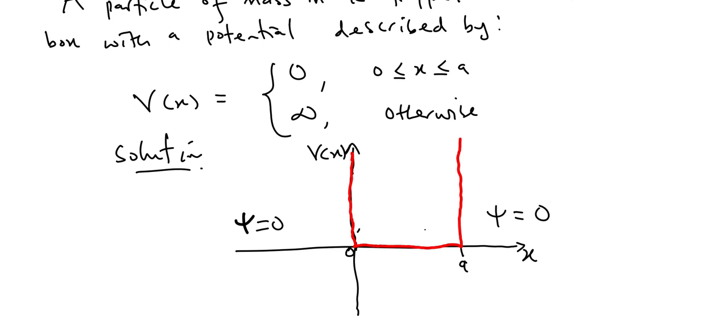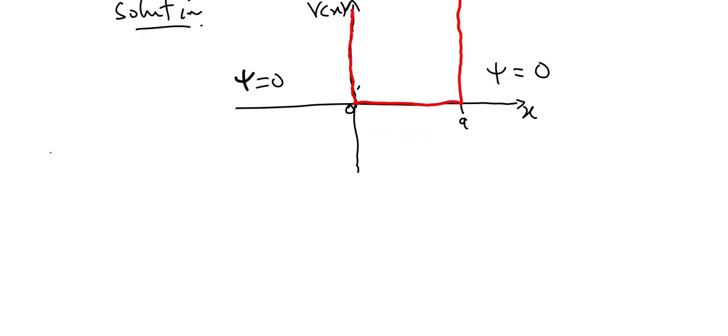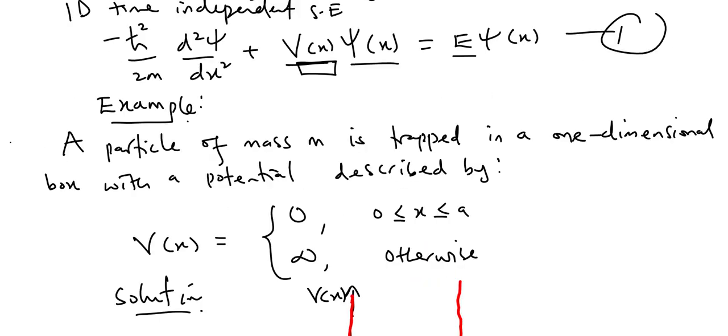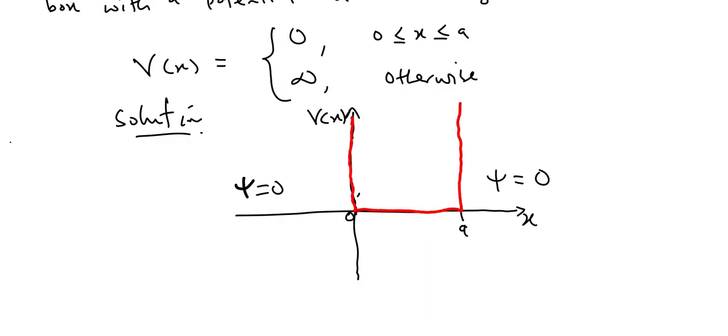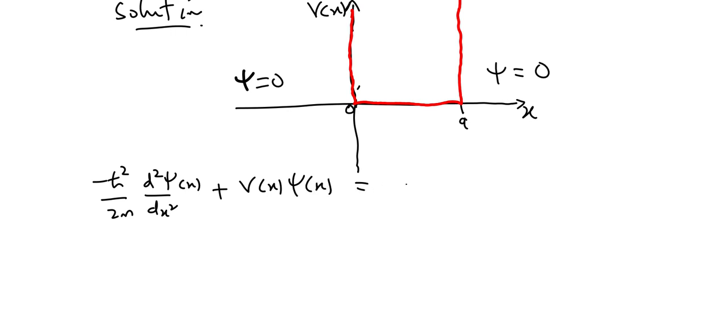So how do we solve this problem? We have to use the Schrodinger wave equation, which we have written up here. But let me rewrite it. So we have minus h bar squared over 2m d squared psi dx squared of x plus V of x psi of x equals E psi of x. Let me call this equation 1.